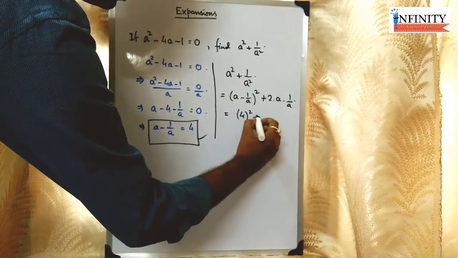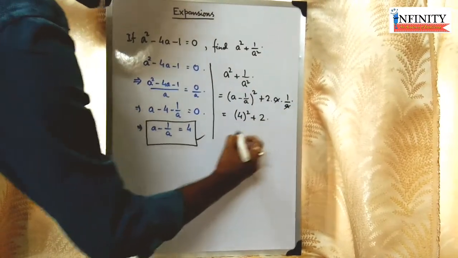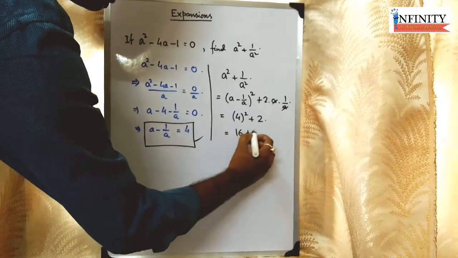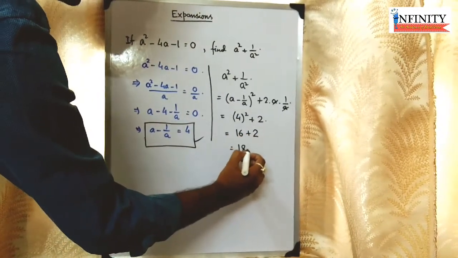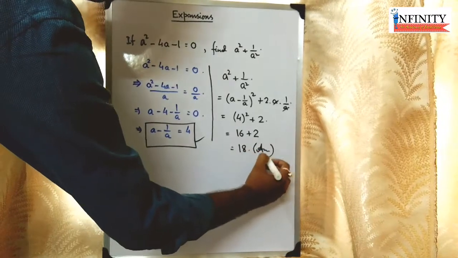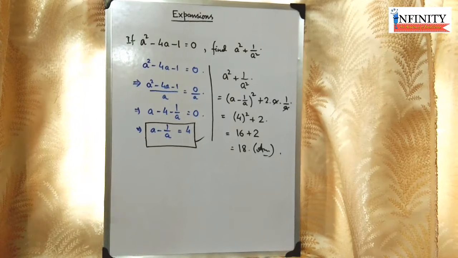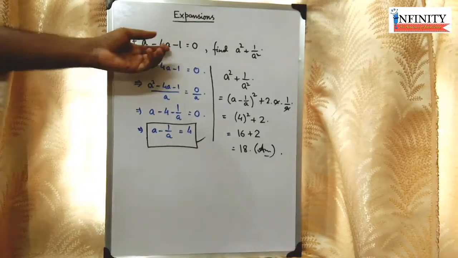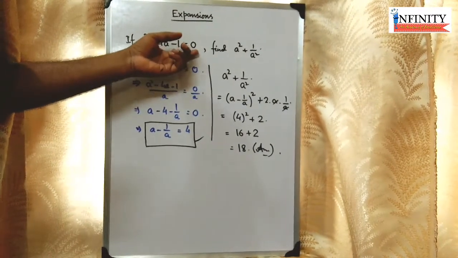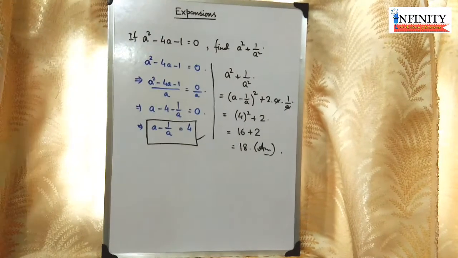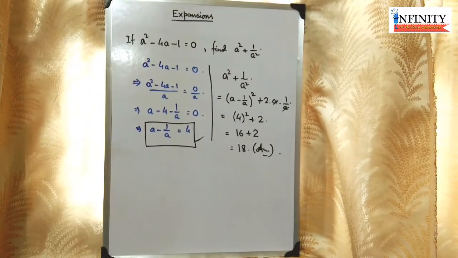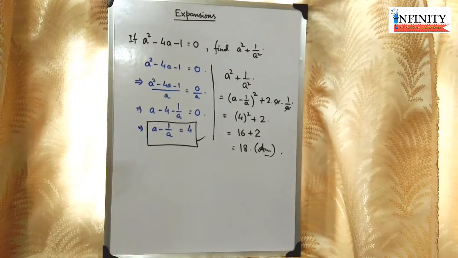Then you can put the value of a minus 1 by a here. That is 4 square plus 2. Correct? That is 16 plus 2 equals 18. That is the answer for a square plus 1 by a square. That is, if a square minus 4a minus 1 equals 0, then you can find the value of a square plus 1 by a square. Right?